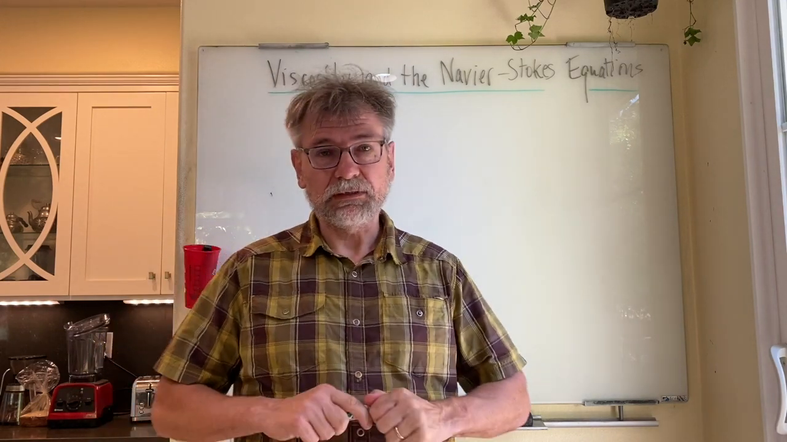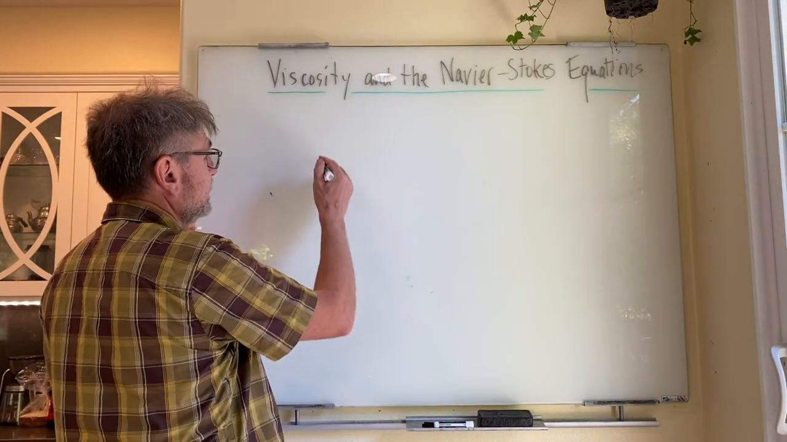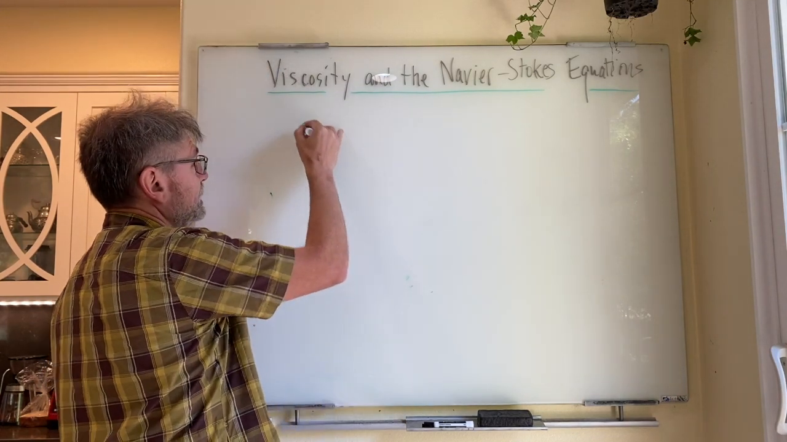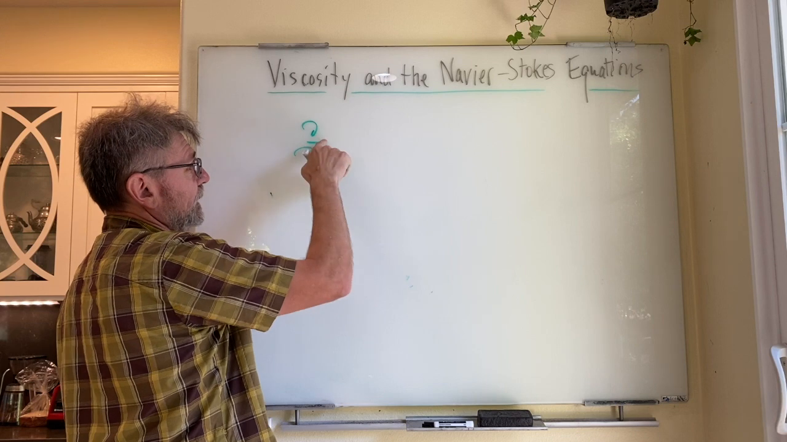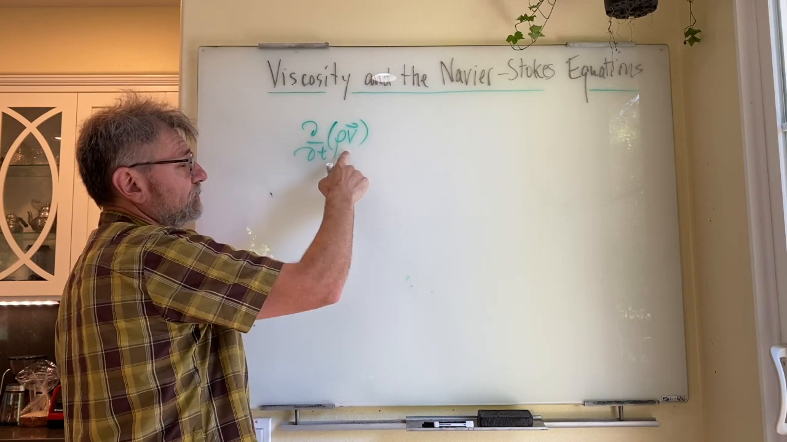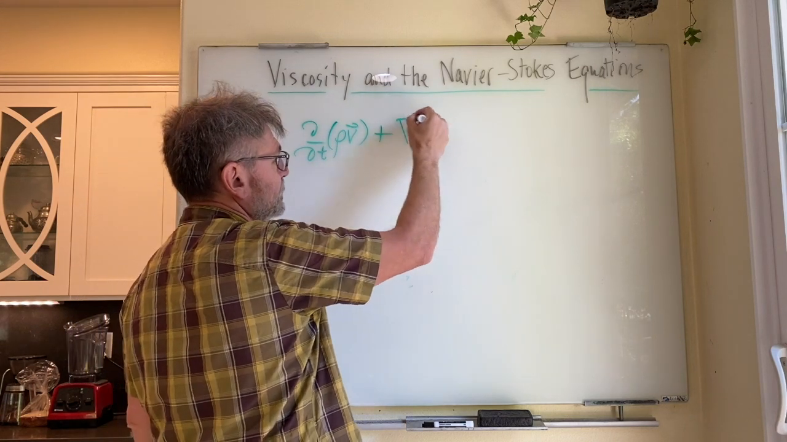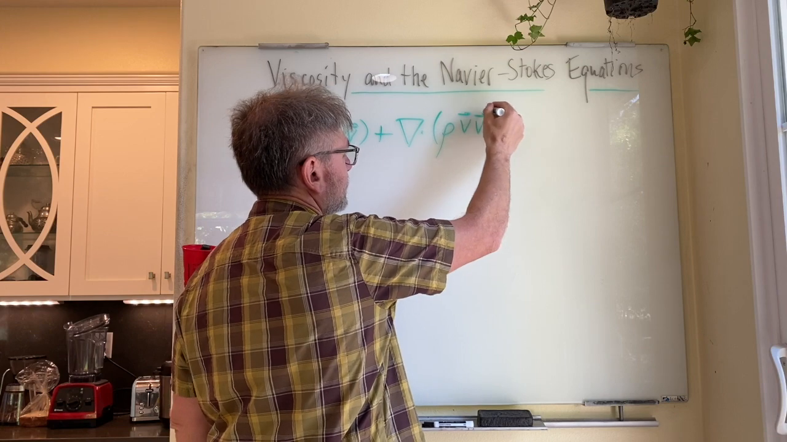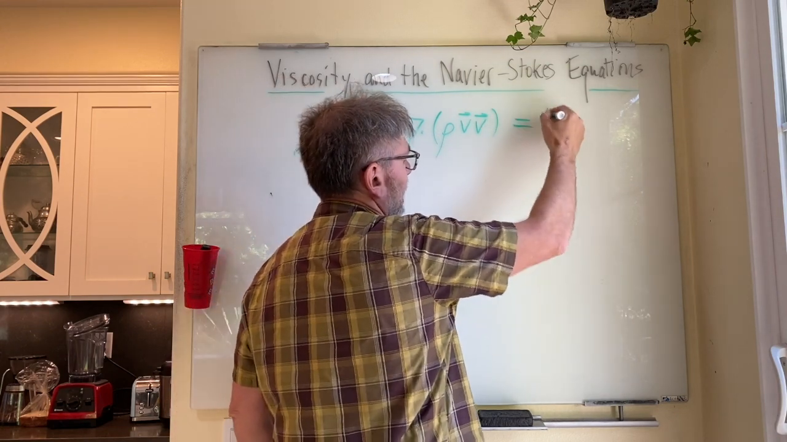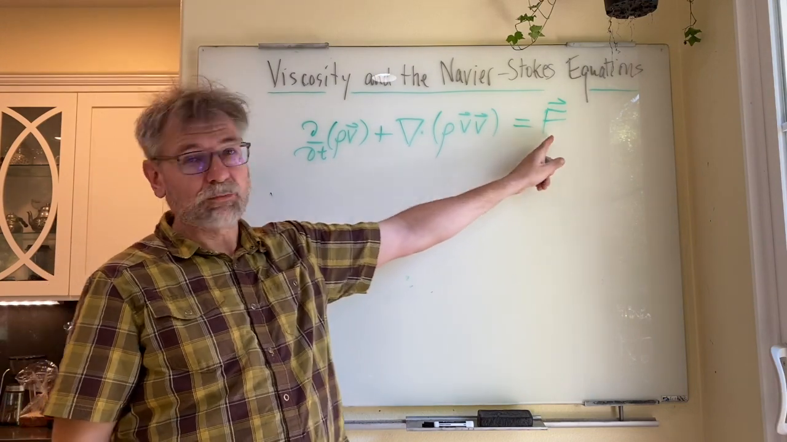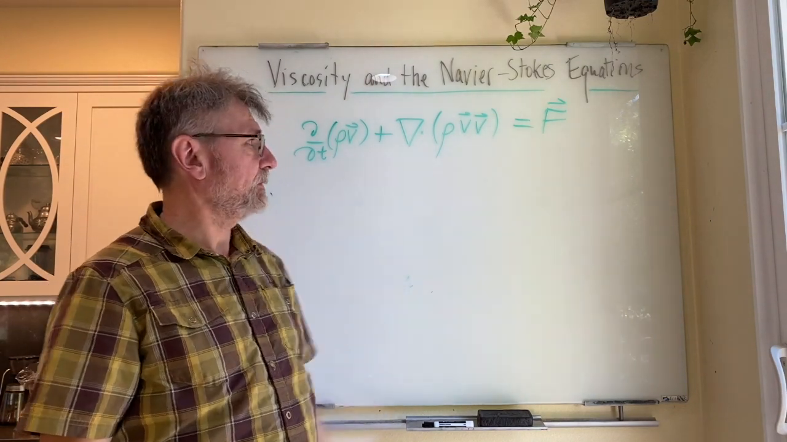First, let me write down the conservation of momentum equation. I guess they're the same as the equation of motion. d/dt, the time rate of change of the momentum ρv per unit volume, plus the divergence of the momentum flux, which is ρvv, is equal to F, where F is the applied forces. And in this case, I've put it so that the pressure gradient force is in F.